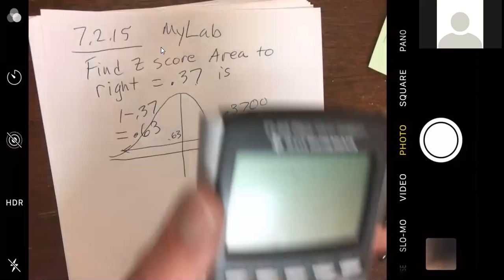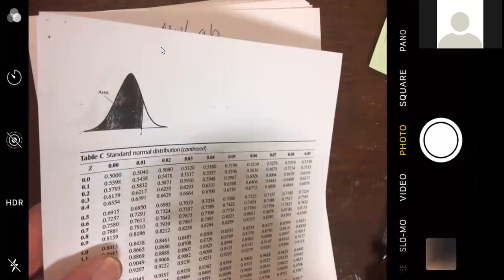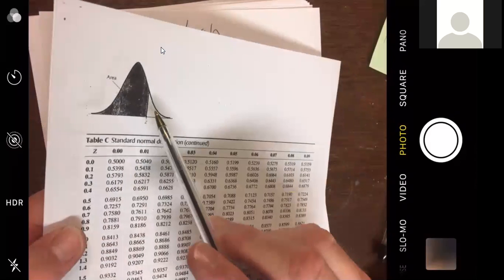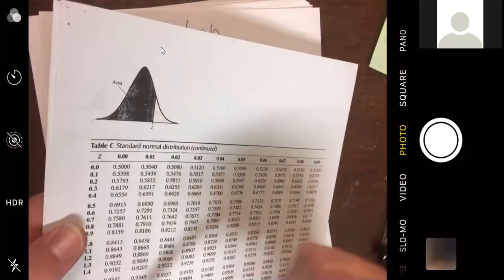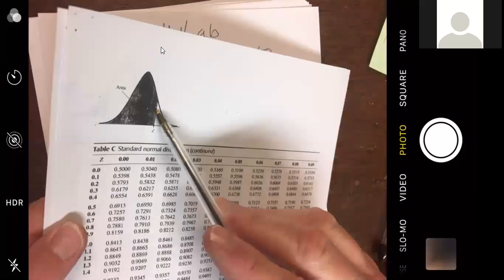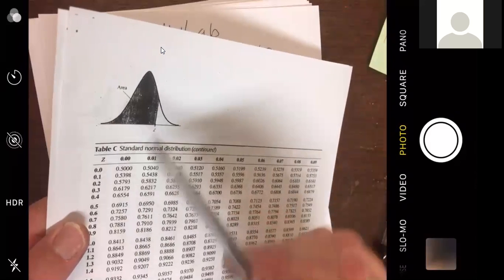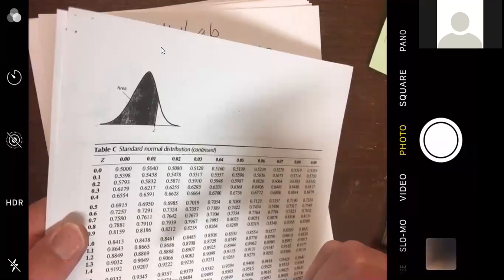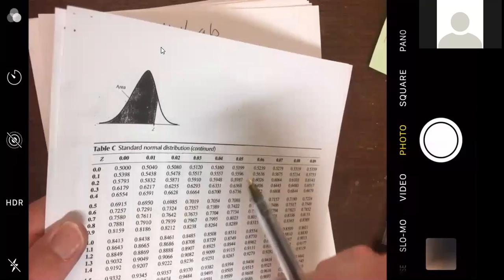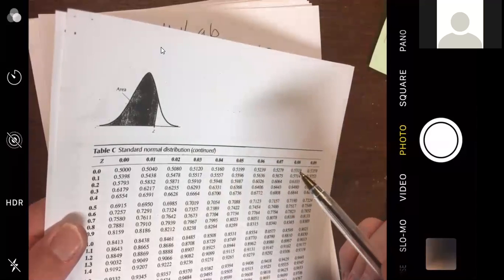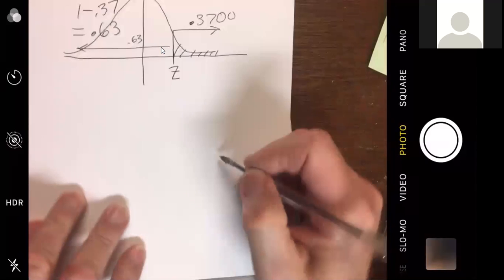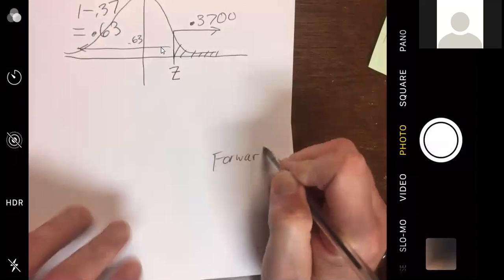Why are we taking 1 minus 0.37? Remember, if you got the forwards problems worked out, when you went forwards on the table and you found your row and your column, you always had the area of the black. You remember that? Or do we need to do a forwards problem to remind you of that? Yes, please. Well, really quick, a forwards problem. You want me to just make up the numbers?